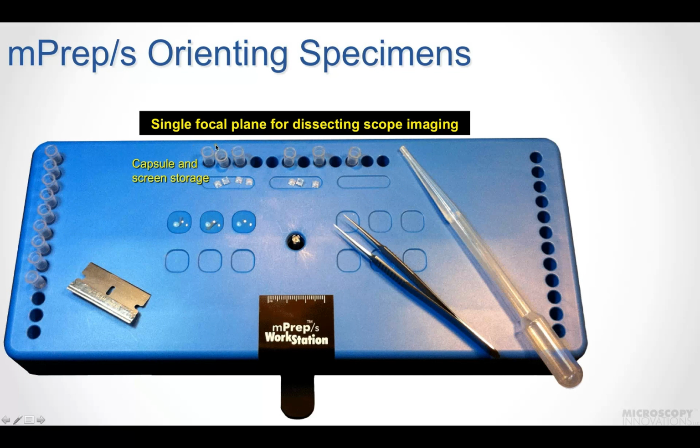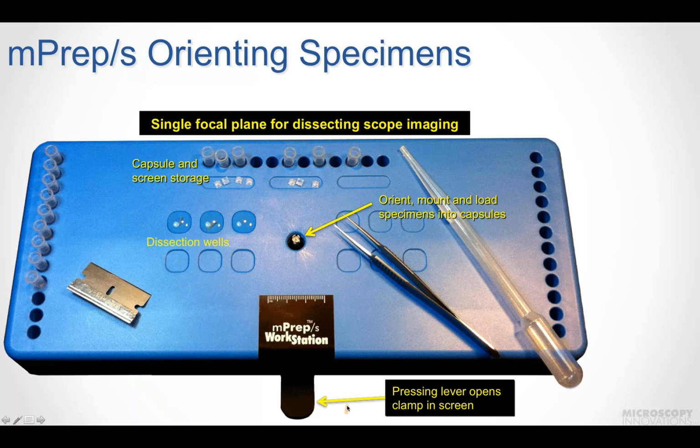There's a location here for capsule and screen storage as you're working. There are these dissection wells, which you can fill with water, buffer, or glutaraldehyde fixative as you're cutting and preparing your samples. You can also drip fluid on where the specimens are inserted, and that occurs here. This is the insertion tool, and here we see a screen in the insertion tool as well.